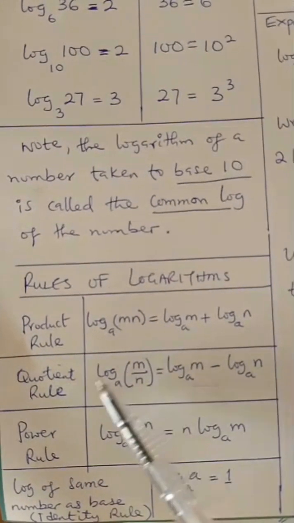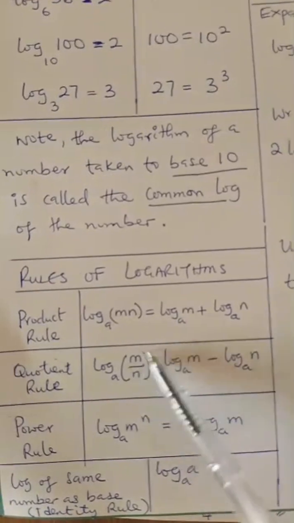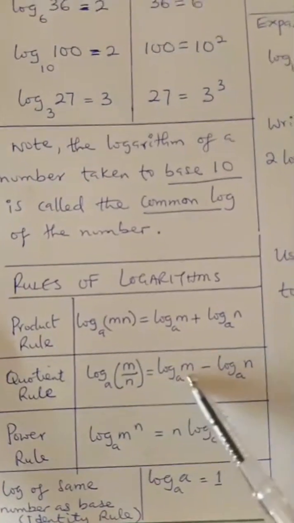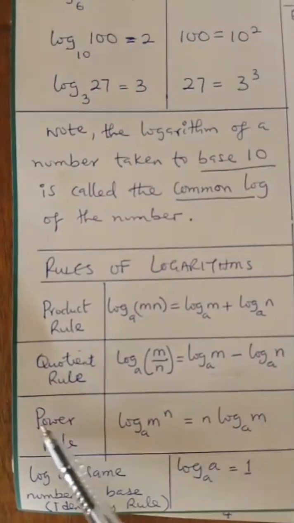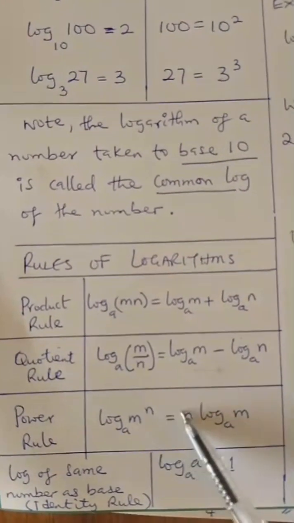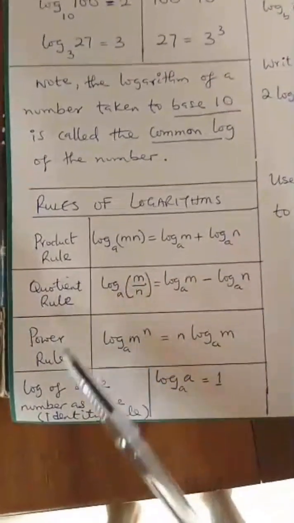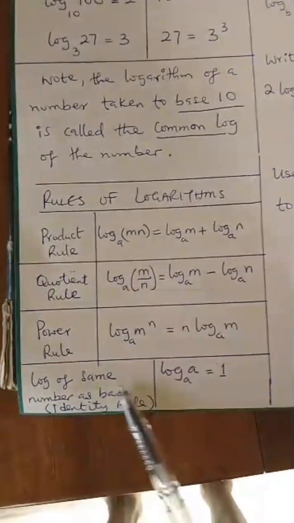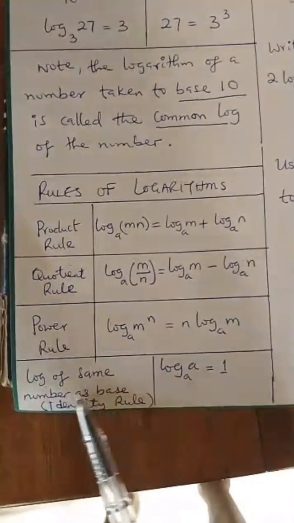Now let's look at the quotient rule. The quotient rule is that log of m divided by n to the base of a can be expanded as log m to the base of a minus log n to the base of a. Now the power rule is log m to the power n to the base of a. The n can just come to this side.